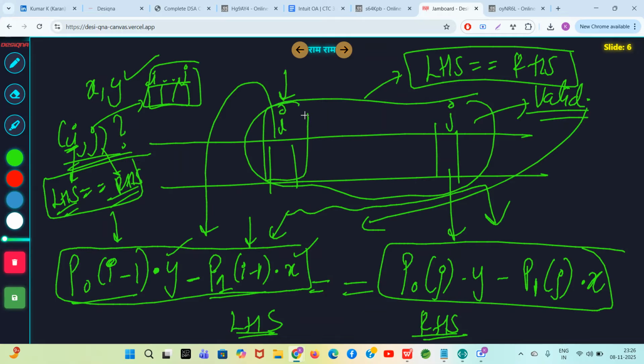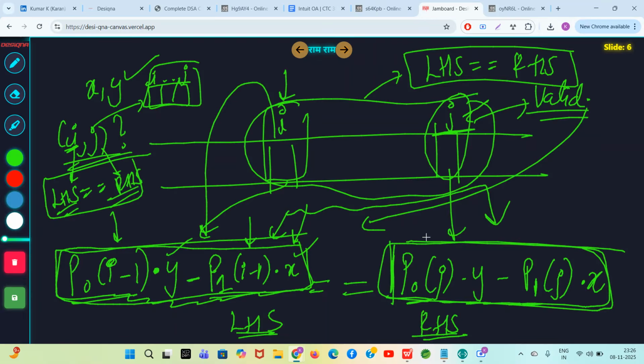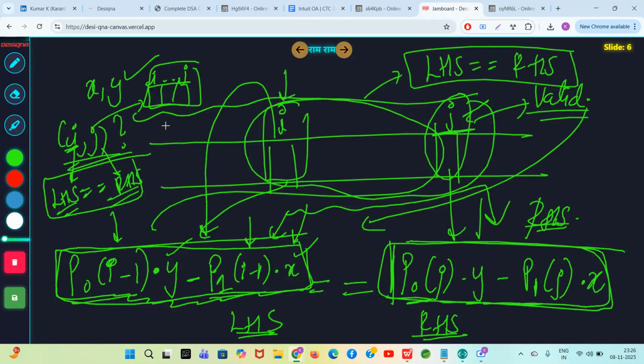For each index I, what you will do? In the hash map, you will store this value P0 I minus 1 into y minus P1 I minus 1 into x. Now when you are at index j, you will calculate this value P0 j into y minus P1 j into x. Now check in the hash map how many times this RHS has occurred at indices from 1 to j minus 1. If it has occurred 5 times, it means there are 5 I pairs which are valid, which can bond with index j.